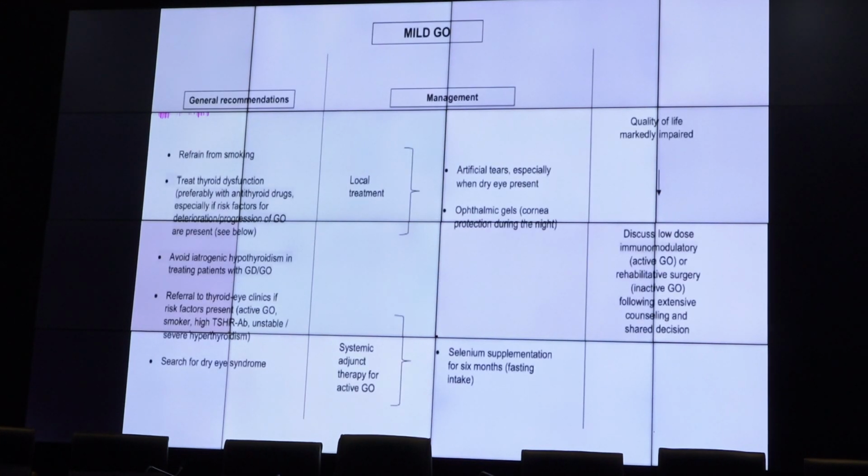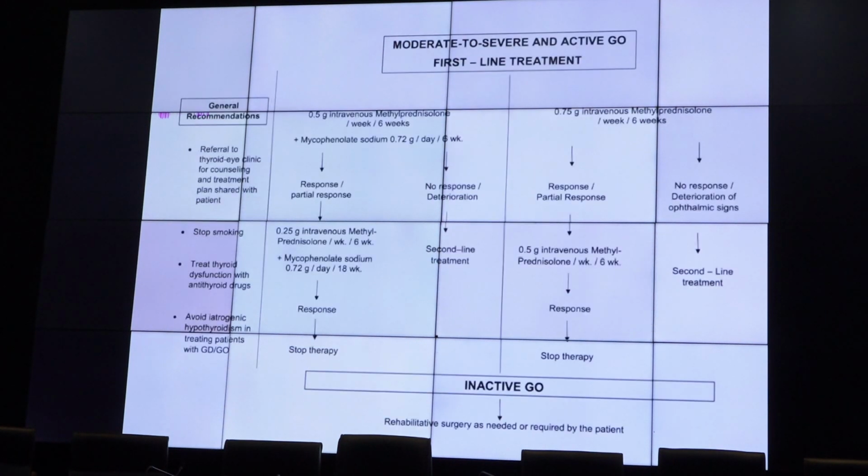Now these are the various treatments. Mild Graves orbitopathy is usually managed symptomatically. For moderate to severe and active Graves orbitopathy, IV glucocorticoids are the line of treatment. Usually the treatment is continued for 6 weeks, 500 milligrams weekly, then you go on to 250 milligrams. The newer thing which has come in this guideline is the use of mycophenolate mofetil or mycophenolate sodium. 0.72 gram of mycophenolate sodium is approximately equal to 1 gram of mycophenolate mofetil. So this has come into use in Graves orbitopathy.